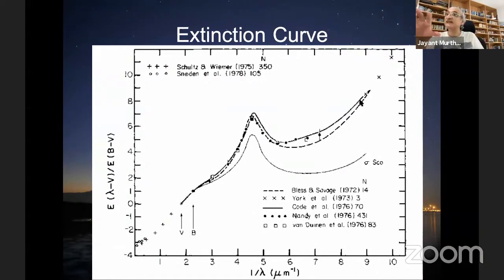What are called polycyclic aromatic hydrocarbons, PAHs, which is basically carbon in the form of benzene rings. So this extinction curve tells us a lot about the composition of the interstellar dust grains.